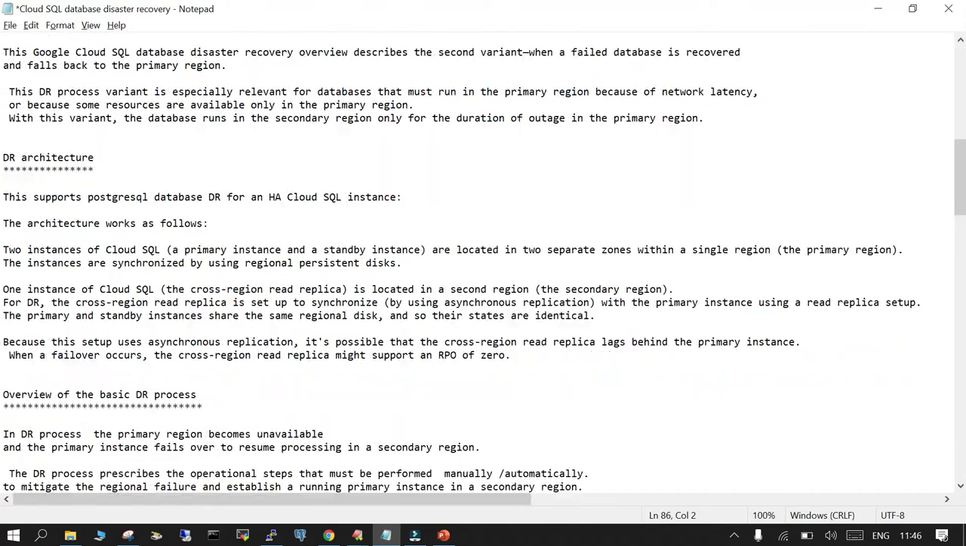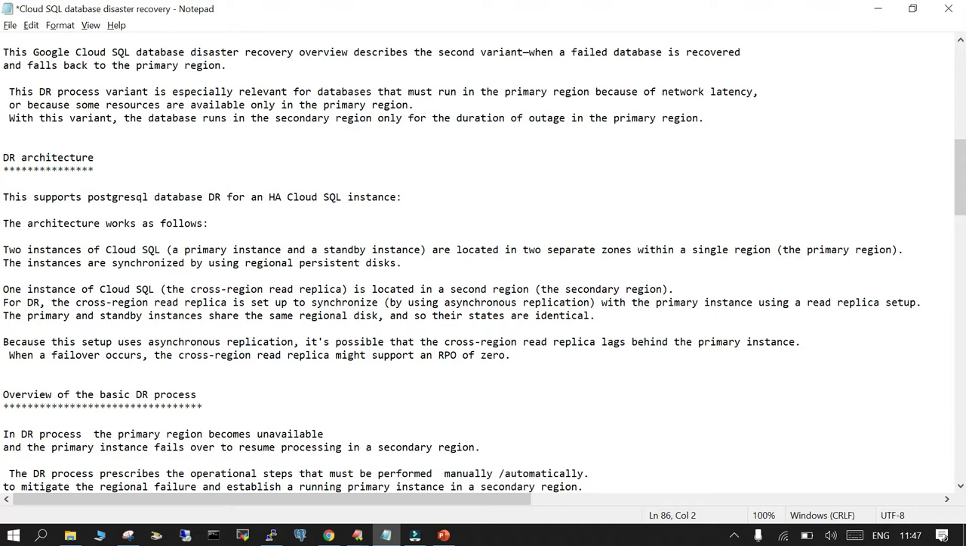So let's talk about the DR architecture. Your DR architecture supports your HA, which is high availability, and it talks about there are two instances of PostgreSQL. There is one primary instance and another standby instance. They are located in two different zones in one particular region, and these instances are synchronized. I'll show the diagram also, which I have taken from Google Cloud, and they are being synchronized using the persistent disk. The other one is one instance of the Cloud SQL located in another region using the cross-region read replica. So we have two things over here.